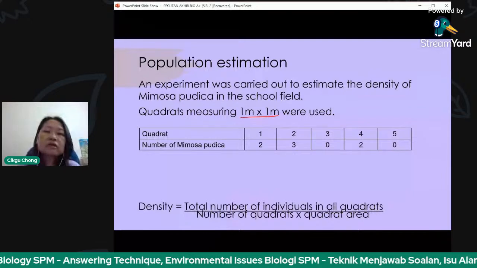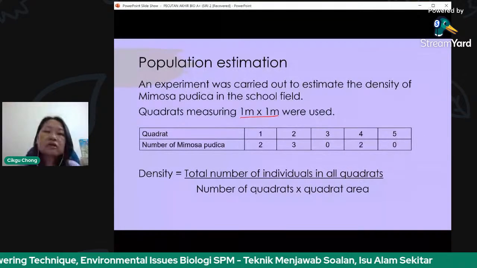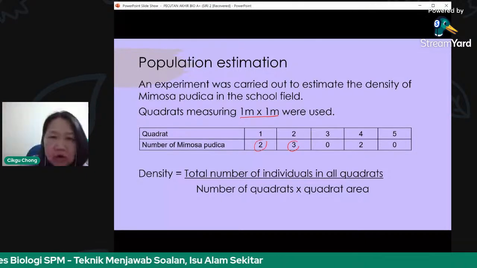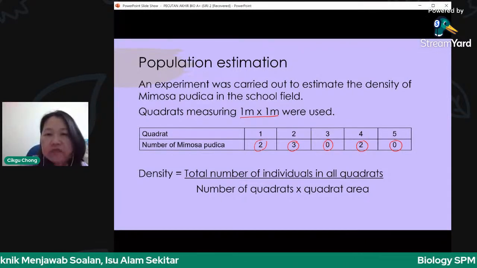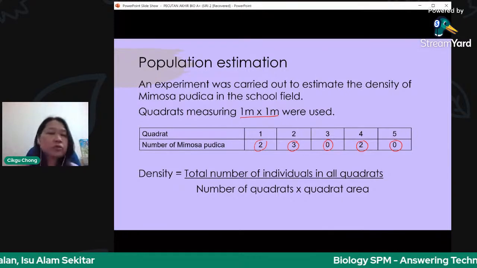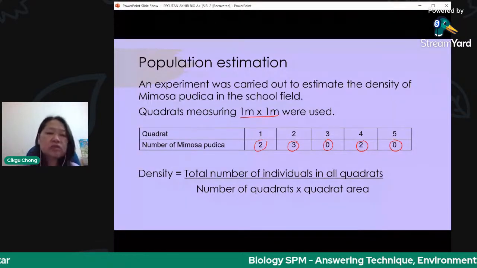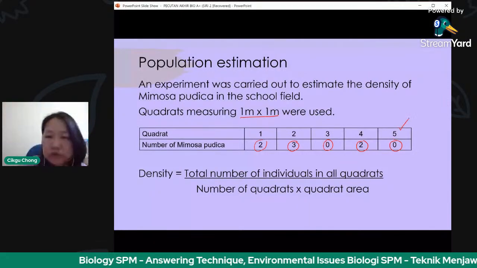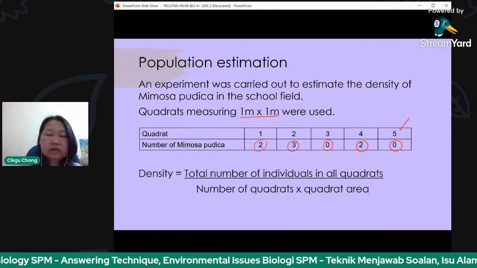Okay, now, formula. Don't be scared. It's very easy. What you need to do is find the density. You just need to add all of these up. How many individuals can you get in all the quadrats? So you add 2 plus 3 plus 0 plus 2 plus 0, and you divide by the number of quadrats. So here there are 5 quadrats. Divide by 5. And don't forget the quadrat area.